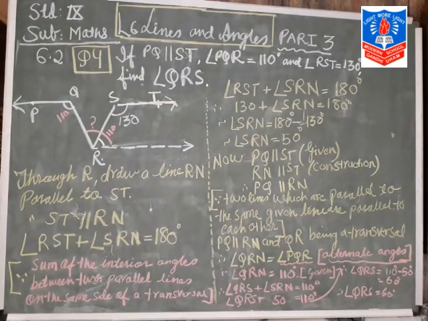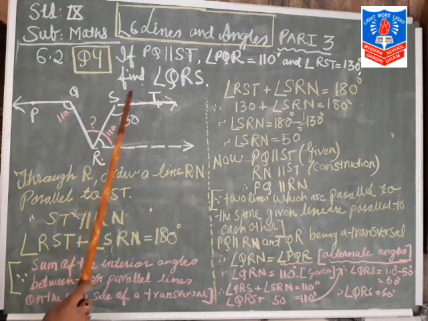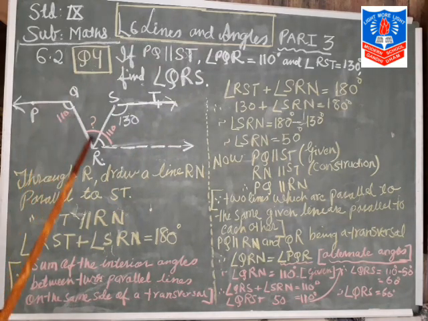Now children, 6.2 fourth question. Okay, now the question is completely different. PQ is parallel to ST. ST is on the other side, PQ is on the other side. And here, given angle PQR equals 110, RST equals 130. Find QRS. Clear? And here a hint is given.